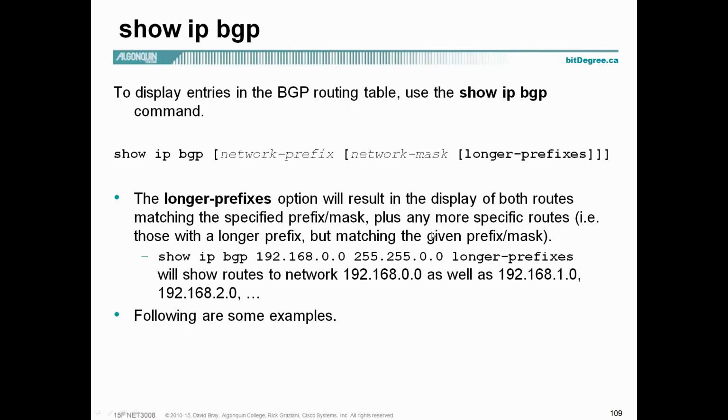In addition, it displays any other more specific routes, so those with longer masks, but still matching this given prefix. So for example, here if I say show IP BGP 192.168.0.0 255.255.0.0 longer-prefixes, then this will show routes to this network if I have one, as well as other ones like 192.168.10, 20, and so forth. The following slides will give further examples.